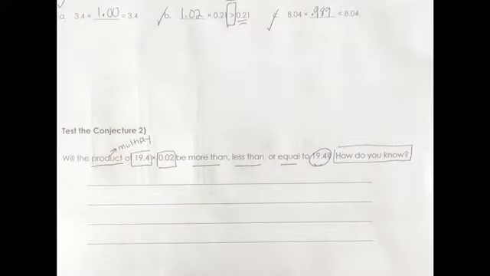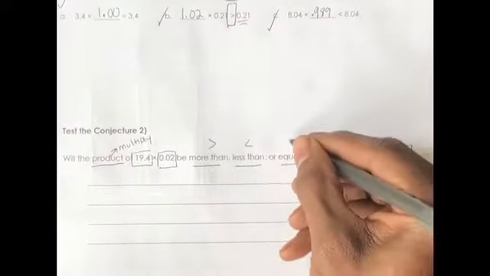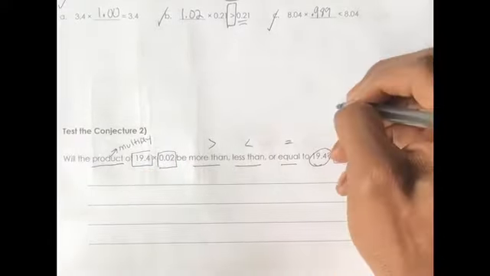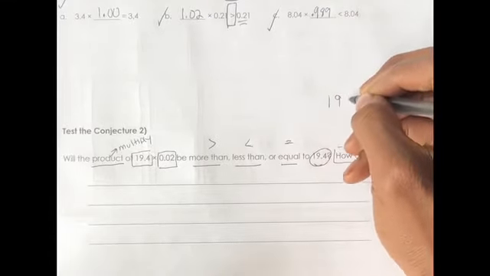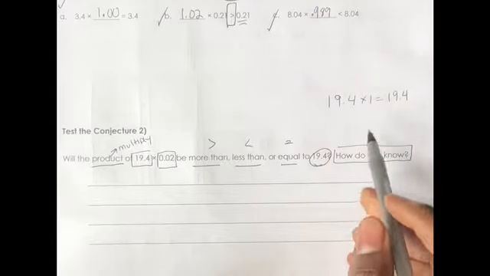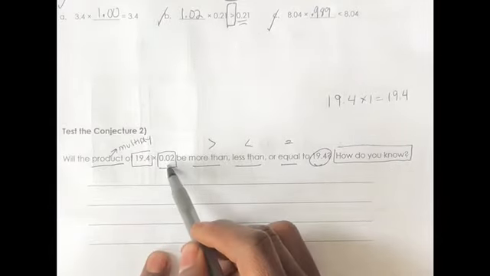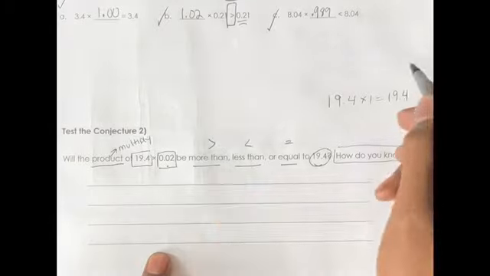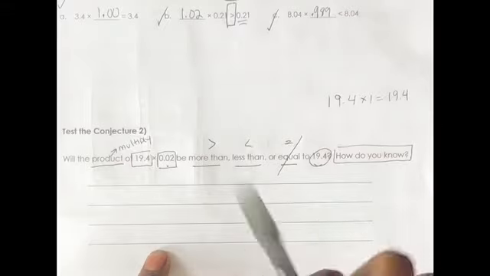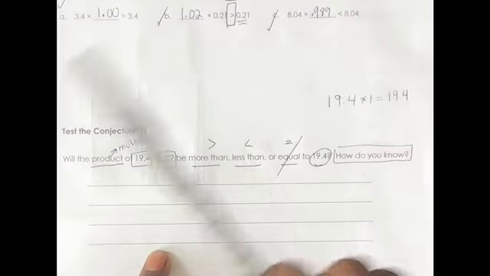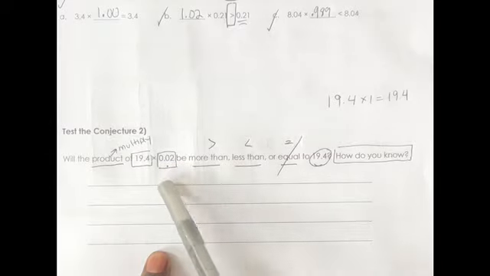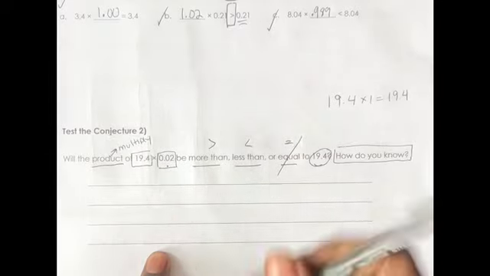So more than, less than, or equal to. So we know that 19 4/10 times 1 is going to give me 19 4/10, right? So we know that it's not going to be equal to, because that's not a 1. That's a rule we already know. So it's not equal to, right? Now, thinking about what we've done here and what we've done in the think about it, is this factor greater than 1 or less than 1? Correct. It's less than 1.